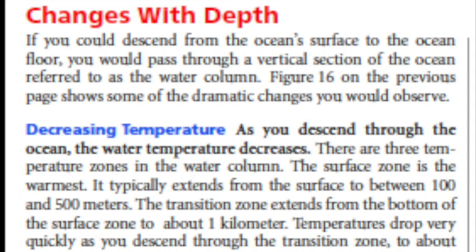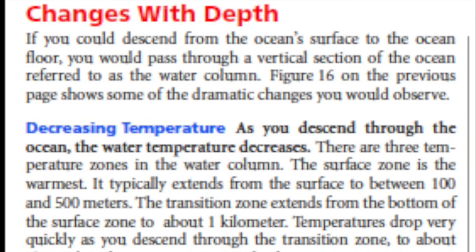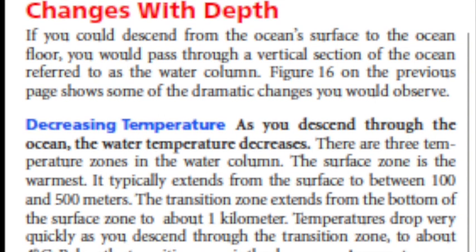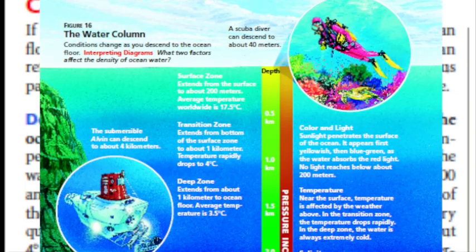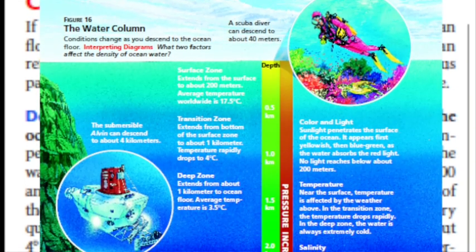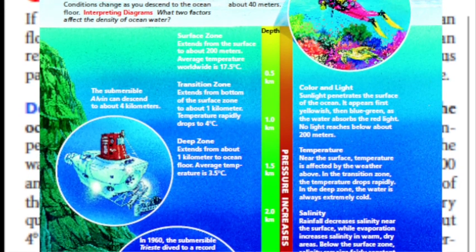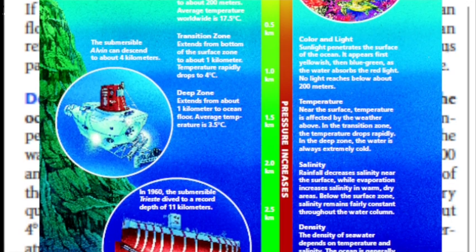Changes with depth. If you could descend from the ocean's surface to the ocean floor, you would pass through a vertical section of the ocean referred to as the water column. Figure 16 on the previous page shows some of the dramatic changes you would observe. Decreasing temperature. As you descend through the ocean, the water temperature decreases.